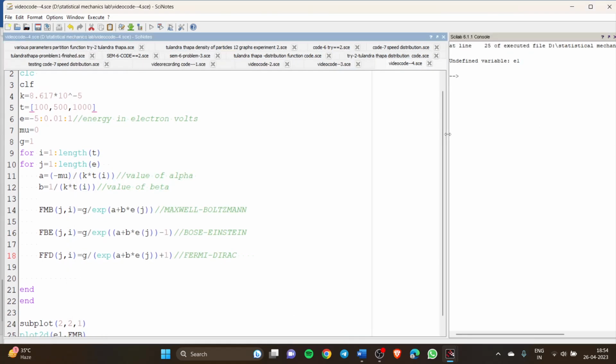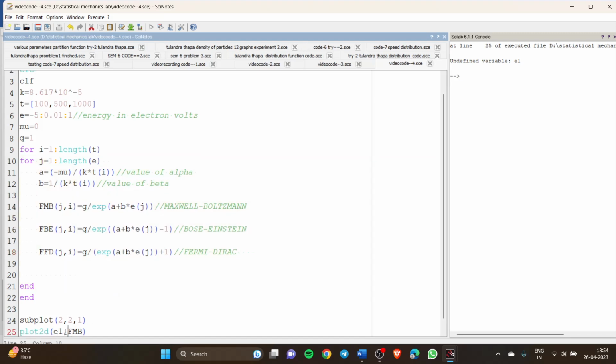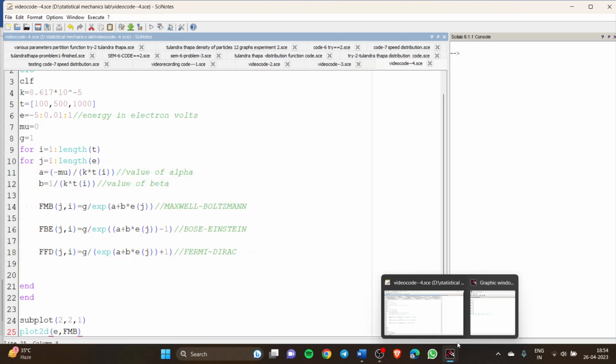It is showing undefined variable e1, so I have written e1 somewhere. There I have written e1, so here I will plot e1. Now I will run it again. Now it should show the correct graph.